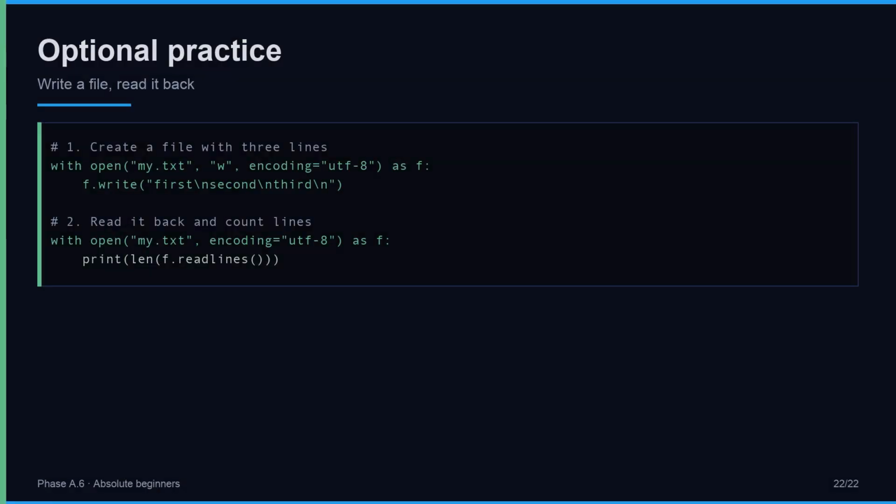If you want to lock this in, try this small exercise. Create a file with 3 short lines using write and newlines. Then open it again, call readlines, and print the length of the result. You should see the number 3. That confirms your write succeeded and your read works. Once you can write a file, read it back, and trust the result, you have crossed an important threshold in Python. Write and read back.